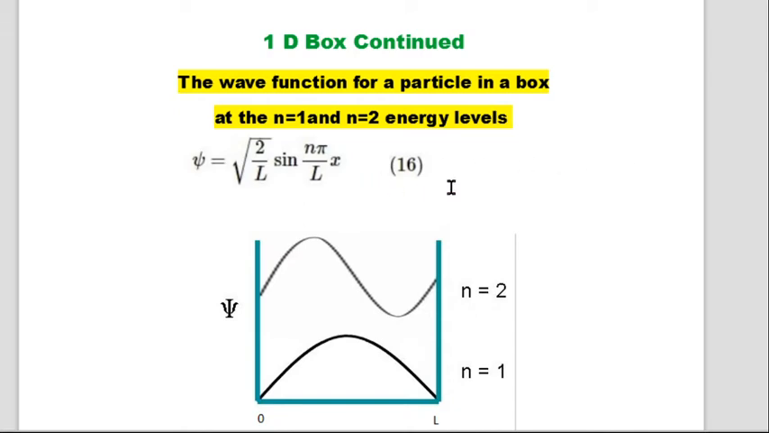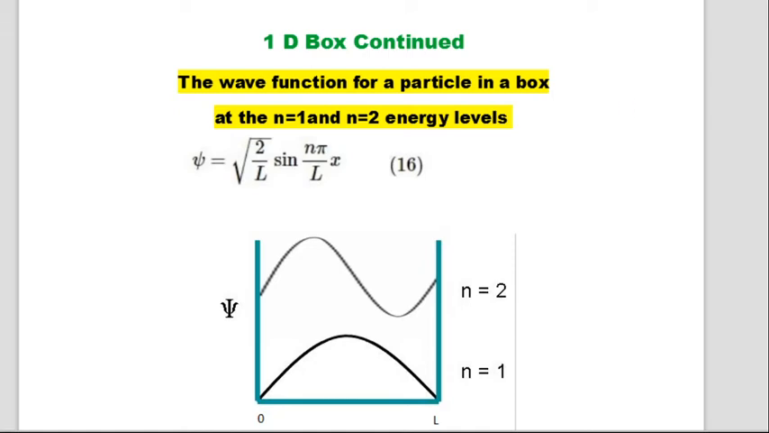We have already solved the Schrodinger equation for a particle in a one-dimensional box, and we have obtained the expression for energy, etc. The wave function for a particle in a 1D box is psi equals square root of 2 by L sine n pi x by L, where L is the length of the 1D box. n is what we call the quantum number, which can have values 1, 2, 3, etc.